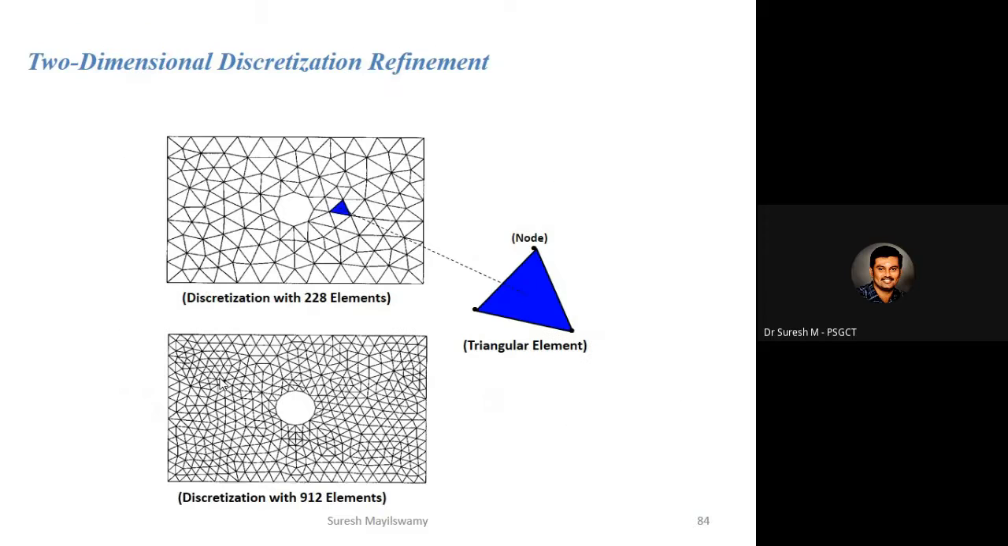So in the same way, the triangular elements and nodes are formed here for a two-dimensional entity. So the first diagram shows the discretization with 228 elements.